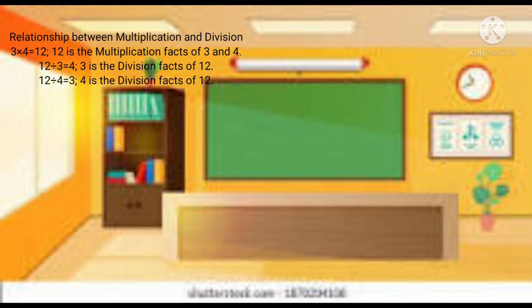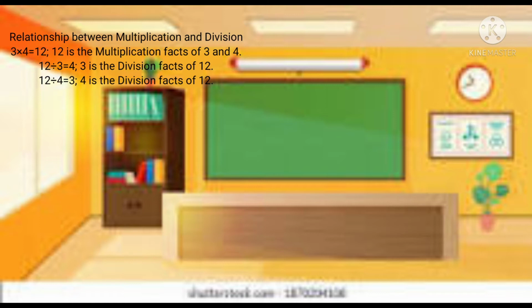Now you see here, suppose we multiply 3 into 4 is equal to 12. We know 3 fours are 12, right? So 12 is the multiplication fact of 3 and 4. That means 12 is a multiple of table 3 as well as table 4. So 12 comes in both the tables. That is why we can say 12 is the multiplication fact of 3 and 4 both.